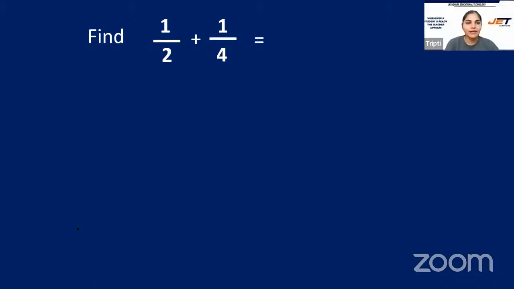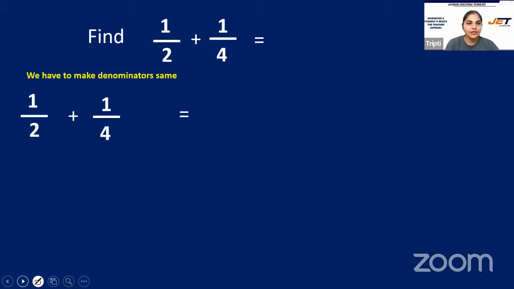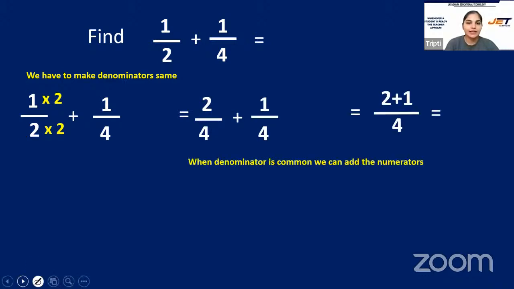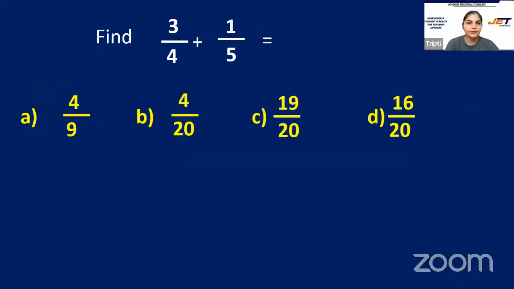So here, 1 by 2 plus 1 by 4. Here I'm multiplying the first fraction by 2 only. Then I'll get the answer as 3 by 4. Next, find 3 by 4 plus 1 by 5. Here the denominators are different. Make the denominators same.